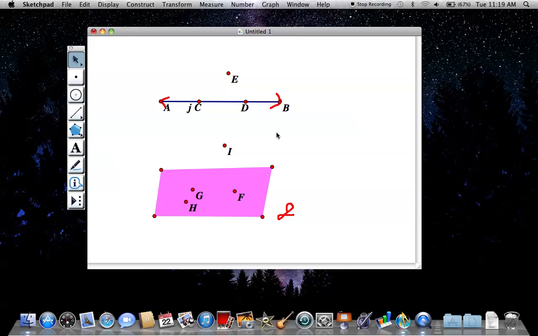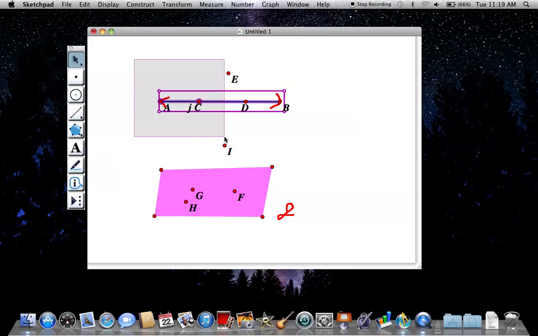For that matter, if we consider this whole entire figure here, these shapes, this line, these points, and this plane, G, H, and F would be the only points inside the plane, where I, E, and line J here would be outside of the plane. So those are our three undefined figures: a point, a line, and a plane.